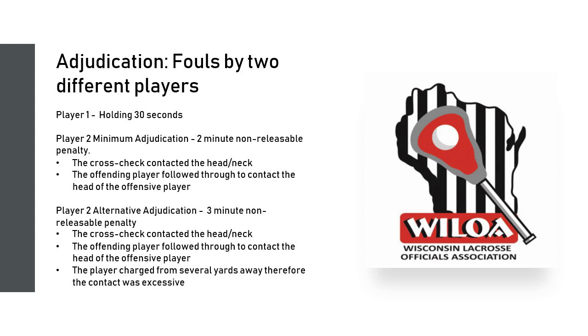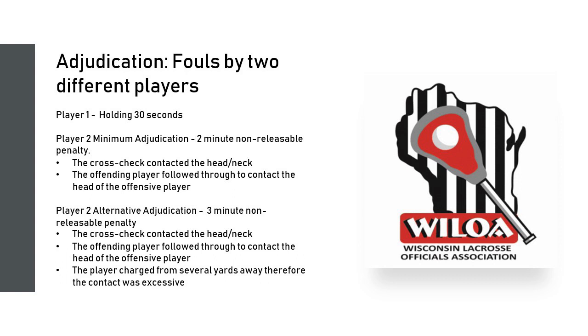At minimum, Player 2 should receive a 3-minute non-releasable penalty. The rationale: the cross-check contacted the head and neck after leaving his feet. Also, the offending player followed through to contact the head and neck of the offensive player.